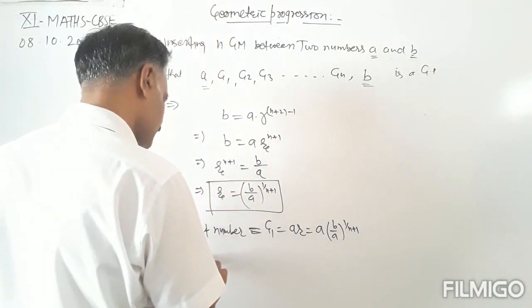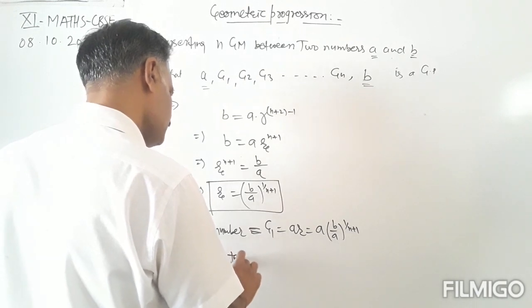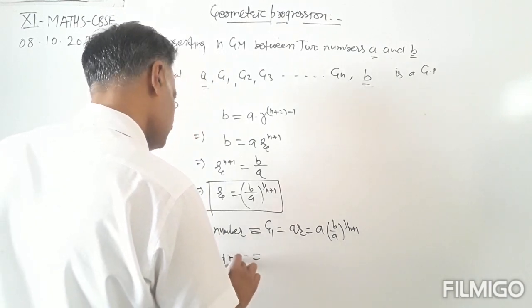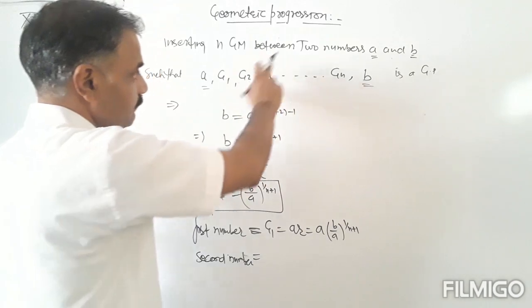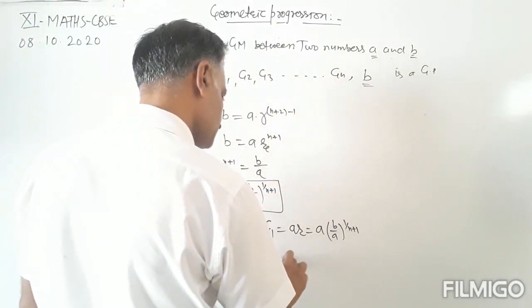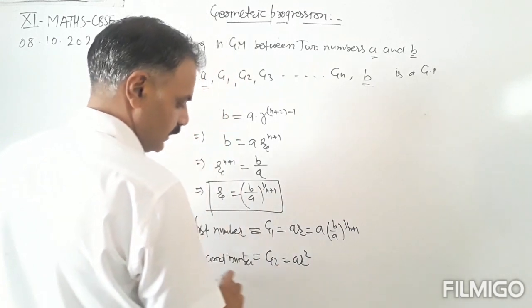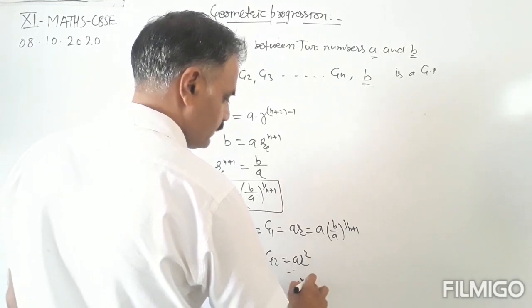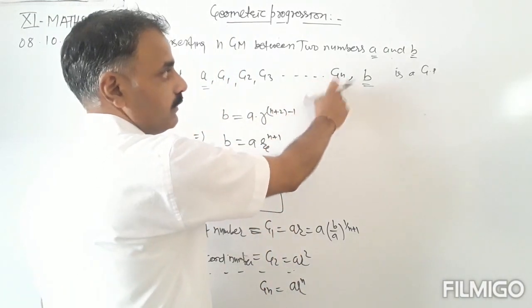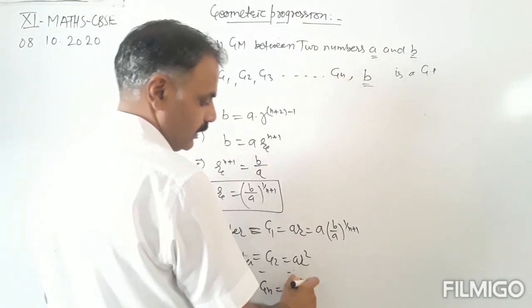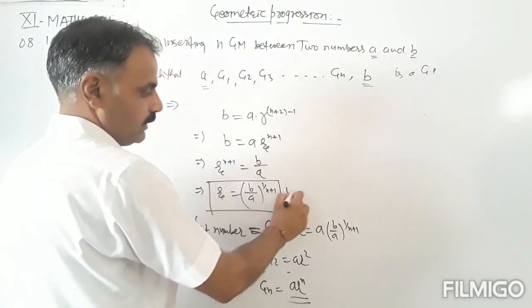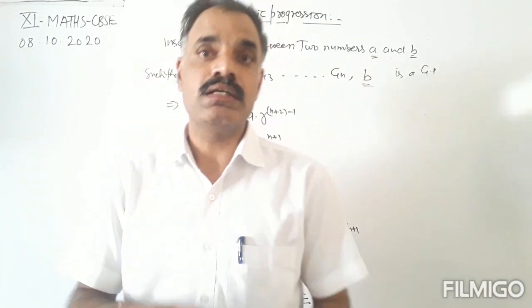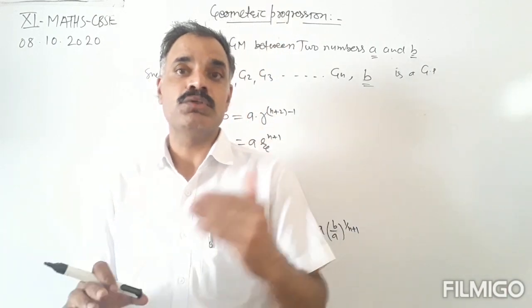Similarly, we can find the second number. The second number is the third term, so G2 is equal to a r square, and so on. Gn equals a r to the power n, which is the n plus 1 term, where r is equal to (b upon a) raised to the power 1 upon n plus 1. In this way, we can insert n geometric means between given two numbers.